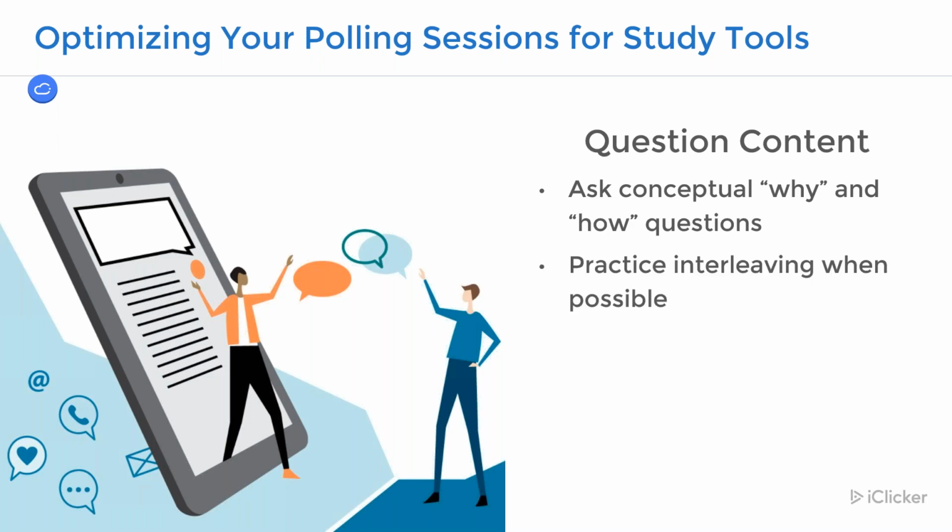You want to practice interleaving when possible. So interleaving is the practice of mixing topics and question types to improve learning. So again, you might be thinking, okay, I'm just going to use iClicker to emphasize vocabulary, and that's all I'm going to use iClicker for. That's all I'm going to ask them. And it's helpful to ask them about vocabulary, but if you can bring in other topics and you can especially bring in other subjects that are related to your subject, that really does improve learning for your students.